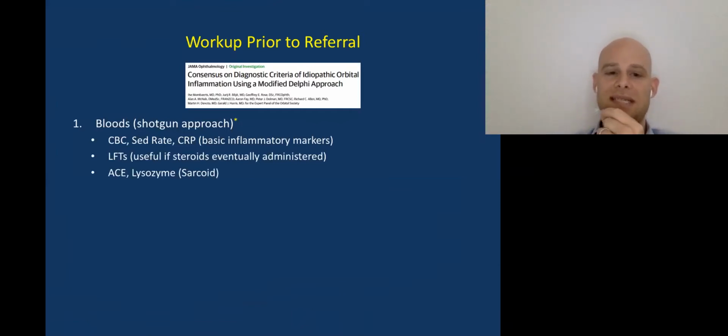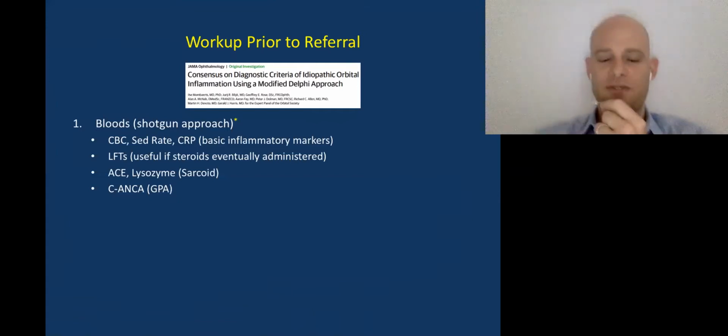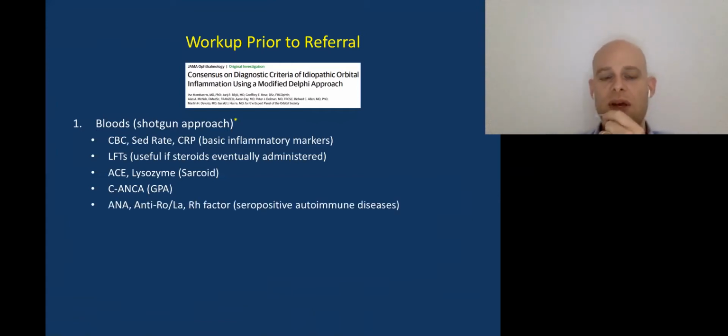Liver function tests are ordered largely because eventually you might want to administer systemic steroids. The next is ACE, like I talked to you about before, and lysozyme, and these are two tests that we order for sarcoidosis. There's C-ANCA in particular, which is cytoplasmic anti-neutrophil antibody, and that's for Wegener's disease. There's also ANA, which I talked about. Anti-Ro and anti-La are for Sjogren's disease, and RH factor is rheumatoid factor. So these are for a bunch of seropositive autoimmune diseases that can cause inflammation of the orbit.